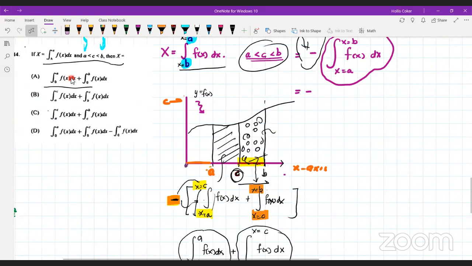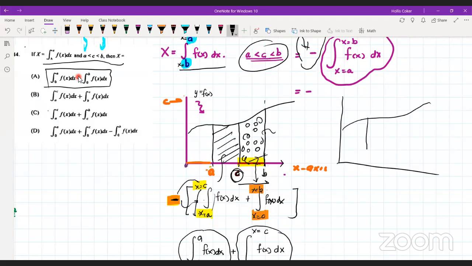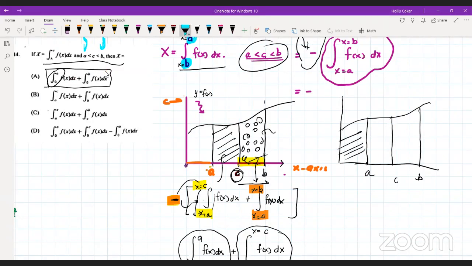This one is obviously wrong. What this one is actually doing is adding. Let me show you what the first one is. If that's what your graph looks like, and that's A, this first one, this is A, and then this is C, and this is B. The first answer is actually adding the integral from 0 to A. So that is the first area here, 0 to A, this area here.